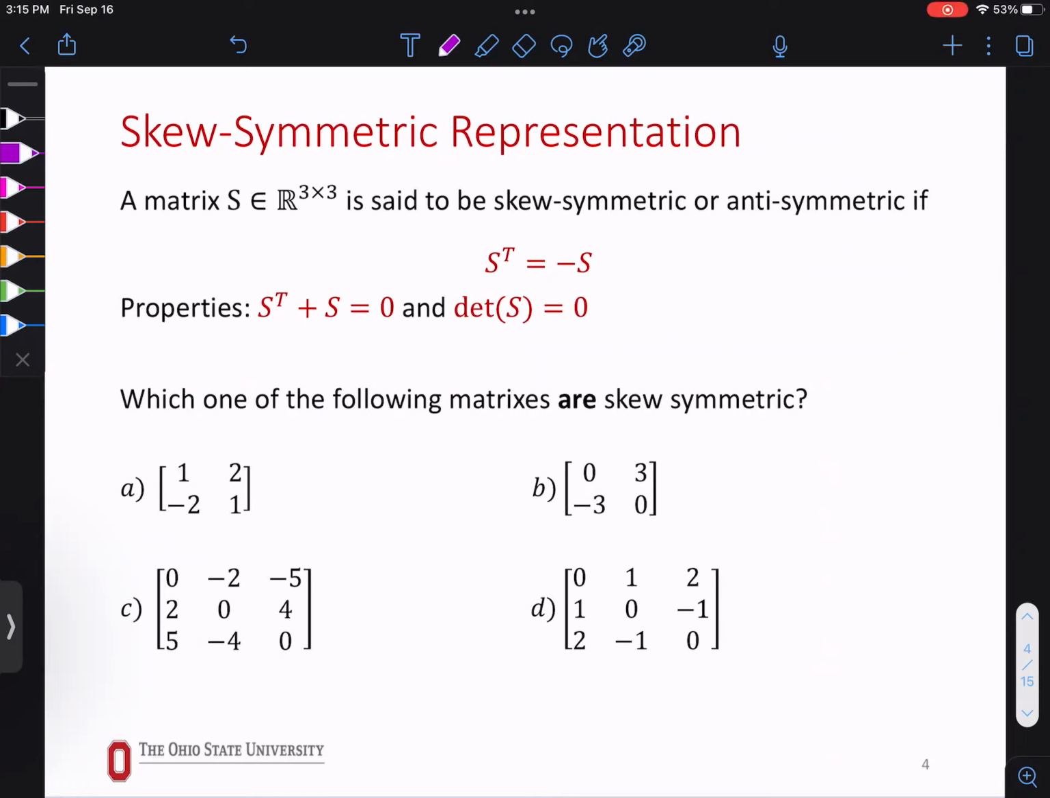This is a topic, if you remember from first week, that I said we will talk about later. Now that's the time. How many of you have heard about skew symmetric representation? None. One. Okay. Two. Okay. Great. So three. All right. So good. It's new for almost everyone.